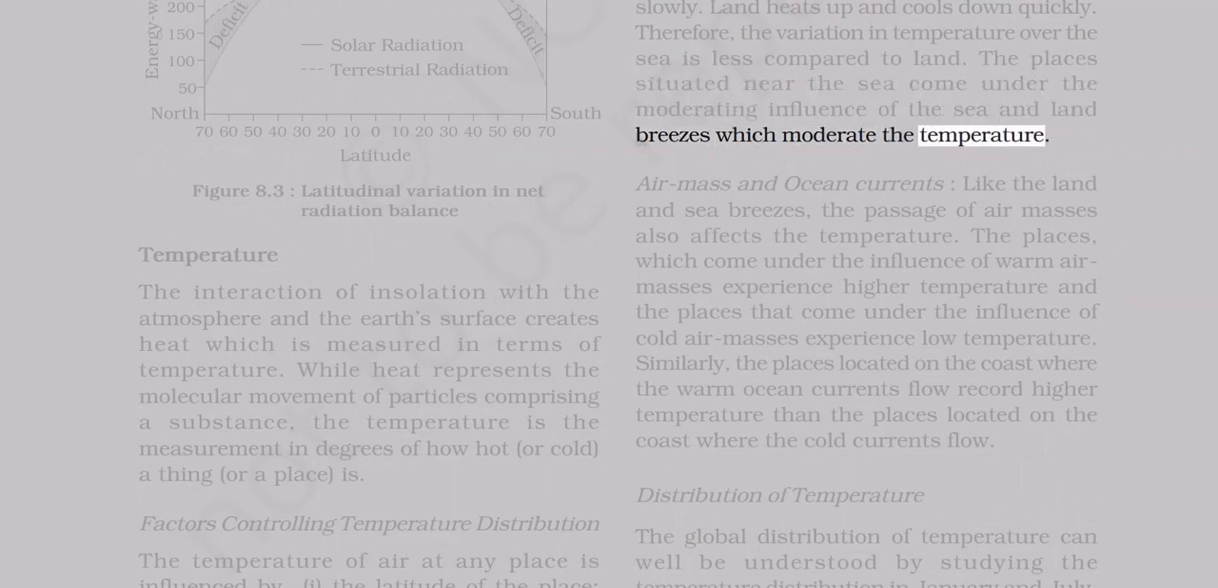Air mass and ocean currents: like the land and sea breezes, the passage of air masses also affects the temperature. The places which come under the influence of warm air masses experience higher temperature, and the places that come under the influence of cold air masses experience low temperature. Similarly, the places located on the coast where the warm ocean currents flow record higher temperature than the places located on the coast where the cold currents flow.